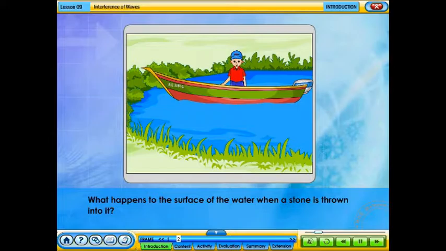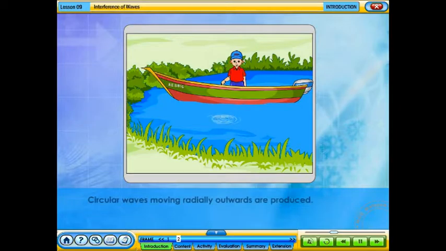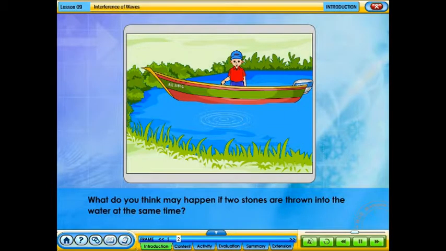What happens to the surface of the water when a stone is thrown into it? Waves moving radially outwards are produced. What do you think happens when two stones are thrown into the water at the same time? Observe the pattern of the waves produced.